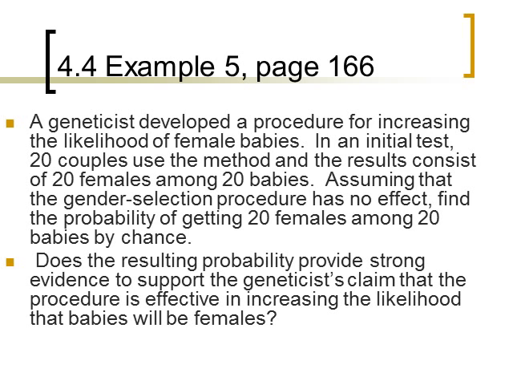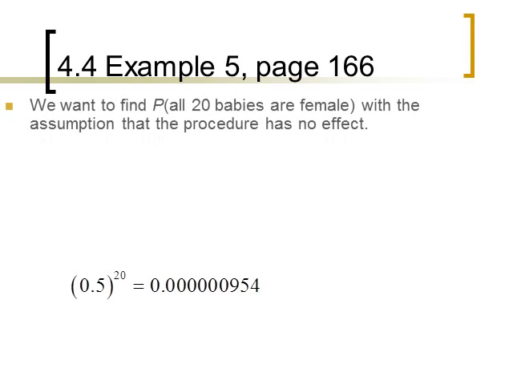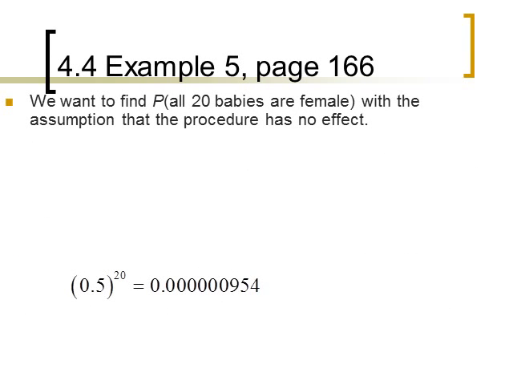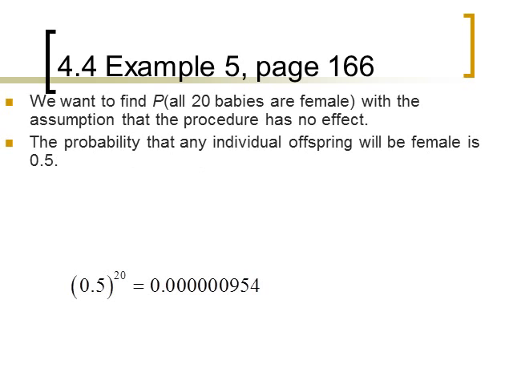A geneticist developed a procedure for increasing the likelihood of female babies. In an initial test, 20 couples used the method, and the result was all 20 babies were female. We want to find the probability that all 20 babies are female, and we're assuming that the procedure has no effect. So what's the probability then that you would have a female baby? Well, that's known to be 0.5.